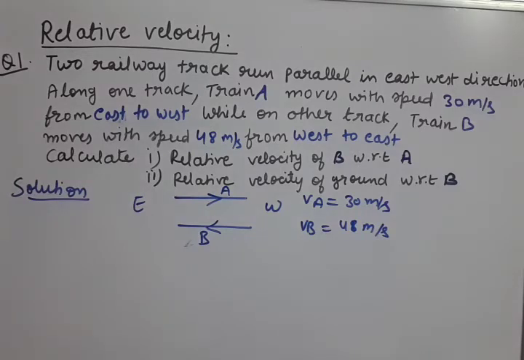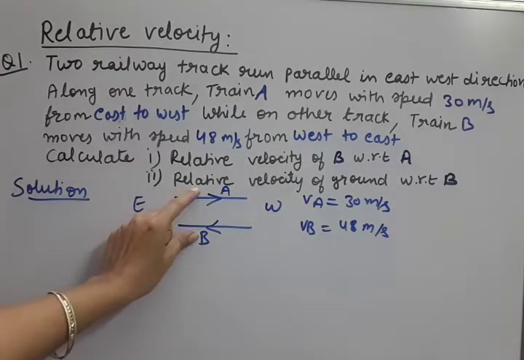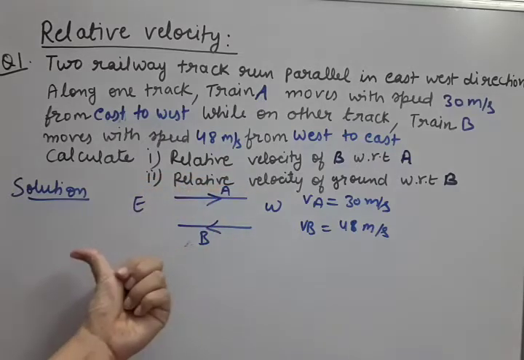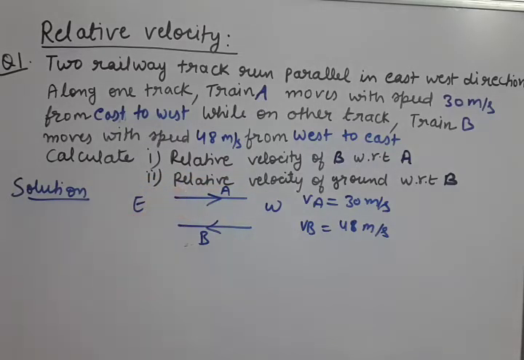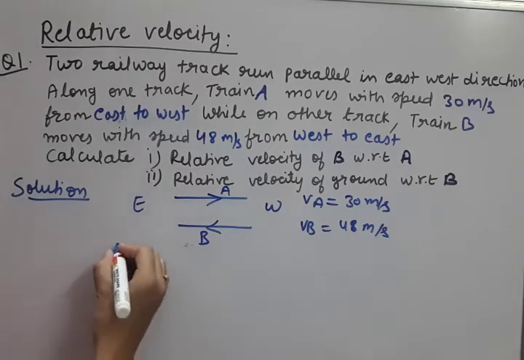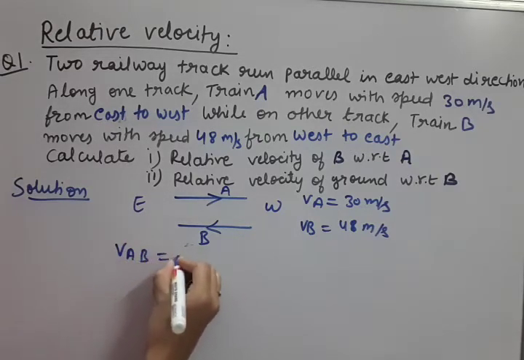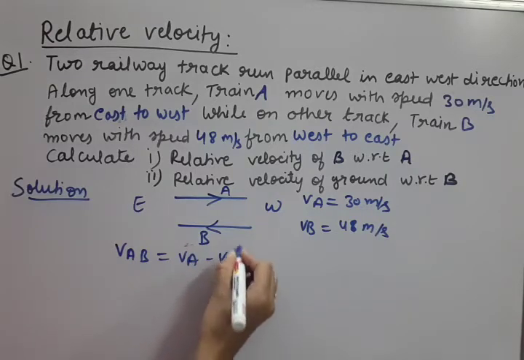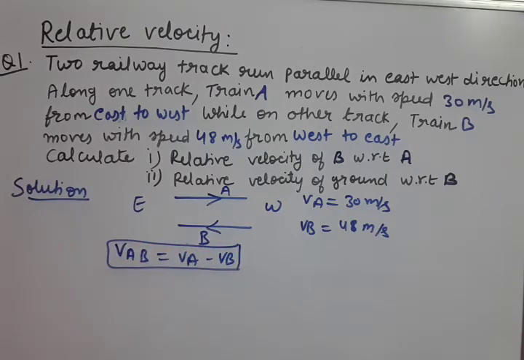Clear? Now these are opposite direction cases. A is moving here, B is moving here. Opposite direction case, but we will apply the same formula. What formula? The relative velocity formula, VAB. We will always remember what? VA minus VB. Remember this formula, whether for same direction or for opposite direction. I will tell you the technique of how we will apply this formula.